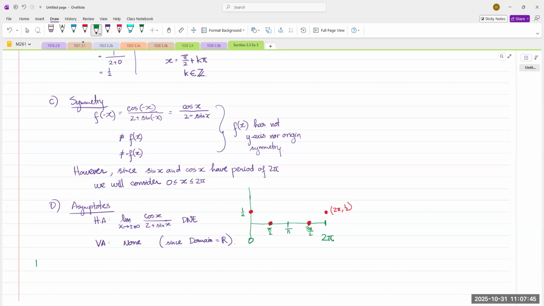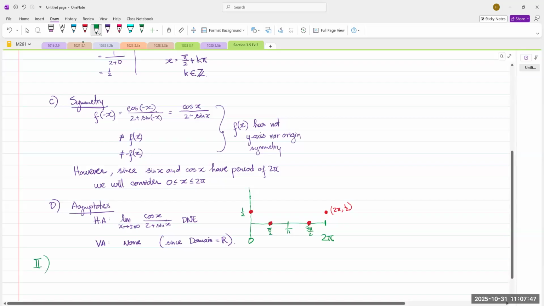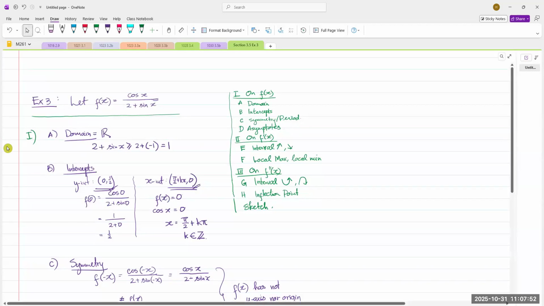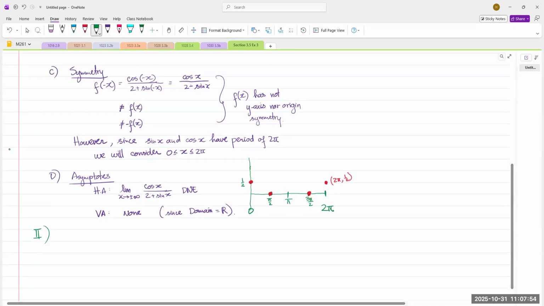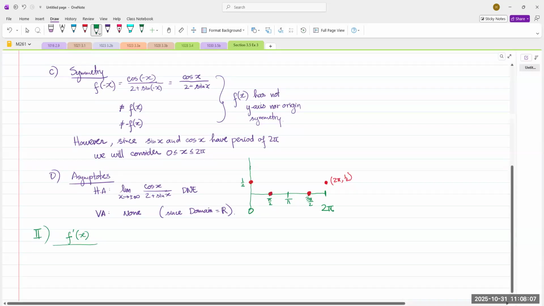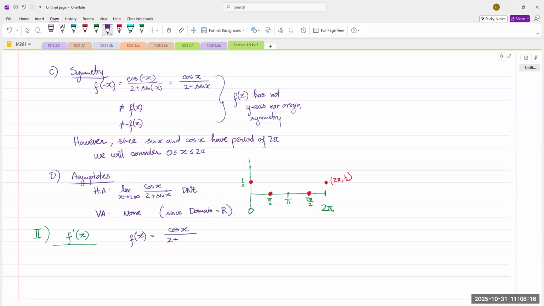So second part, so this is the first part here, right? Where we analyze the function. Second part, we do the first derivative. First derivative, what is the function first? Let me copy the function first. f(x) equals cosine x over 2 plus sine x.